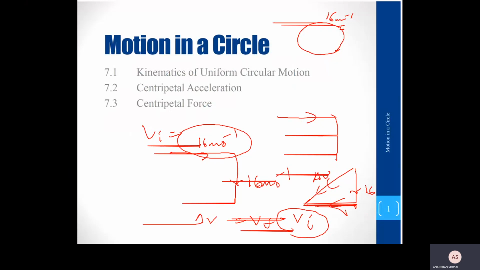One year in AS, they asked this question. Moving in a circular path, they said it moves with a constant speed, then asked, is it accelerating? Answer is yes. Why? It's a 3 marks question, if I'm not mistaken. It is accelerating because direction is changing. Therefore, there is a change in velocity. Therefore, it's accelerating. That's the point you have to highlight here.